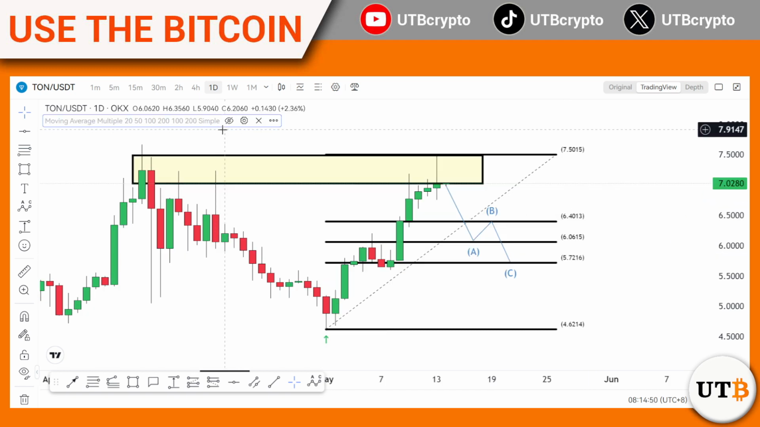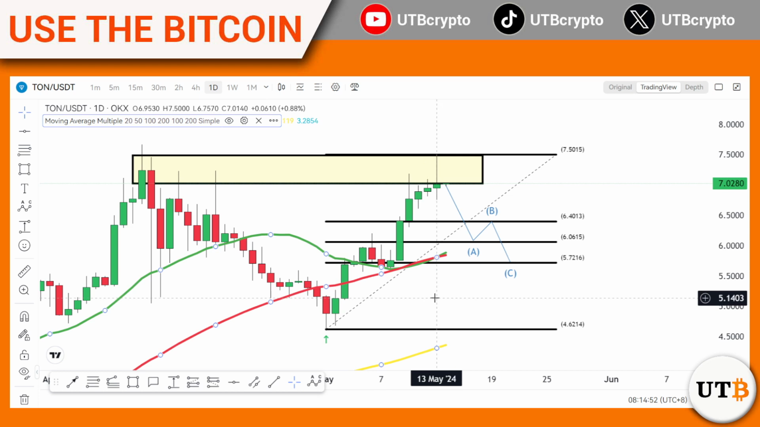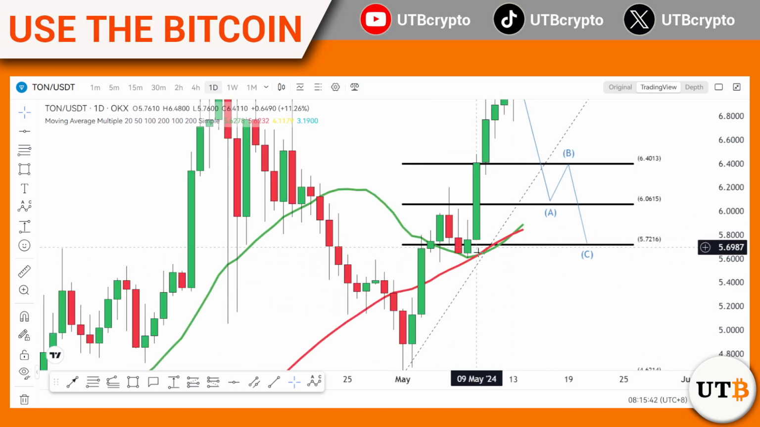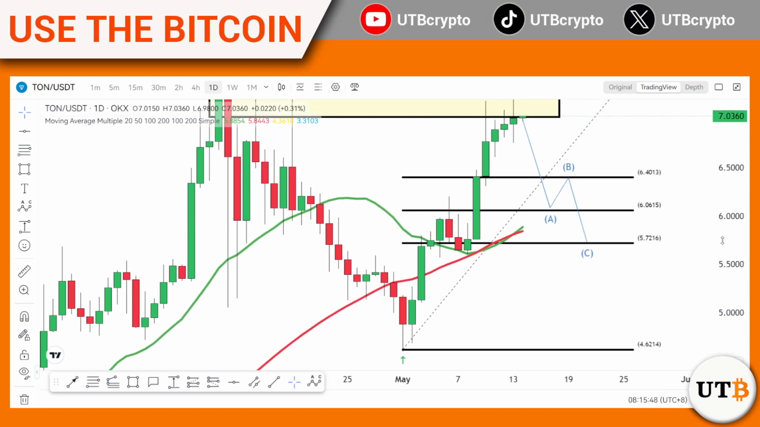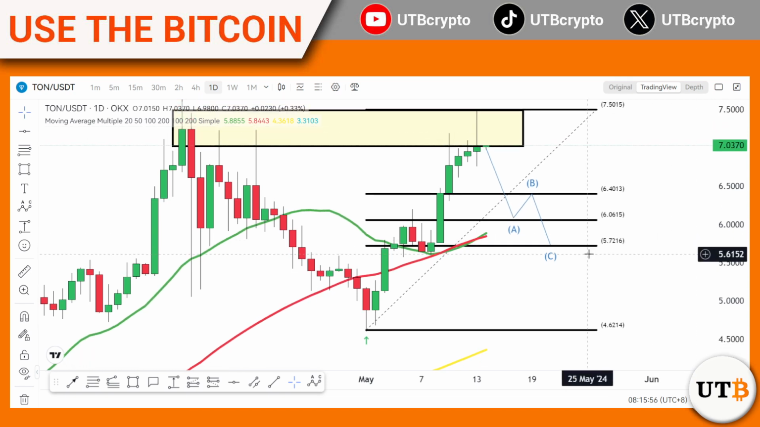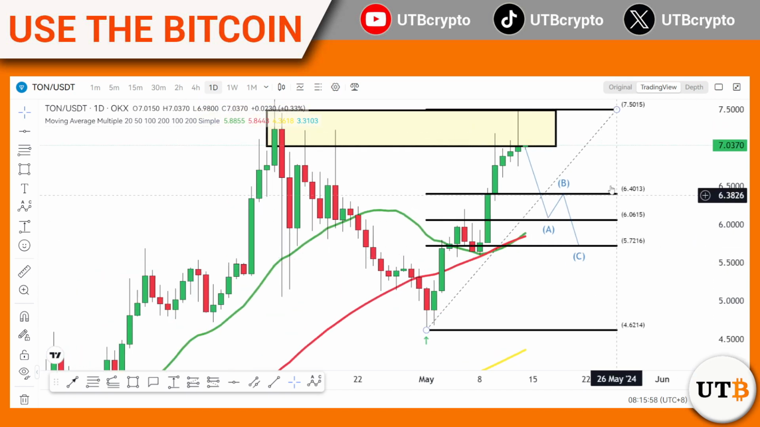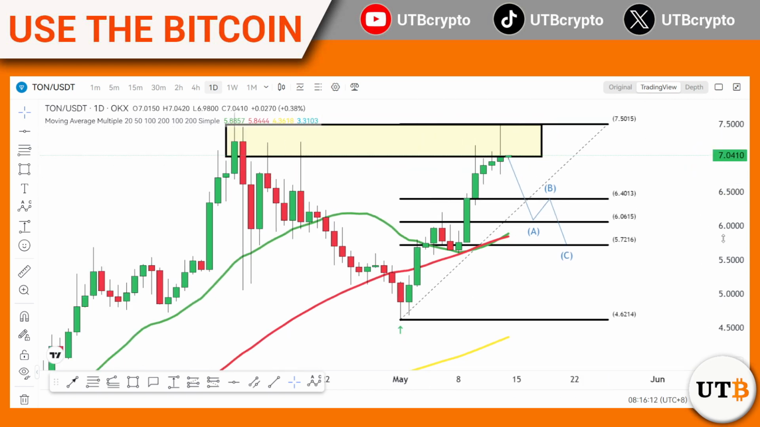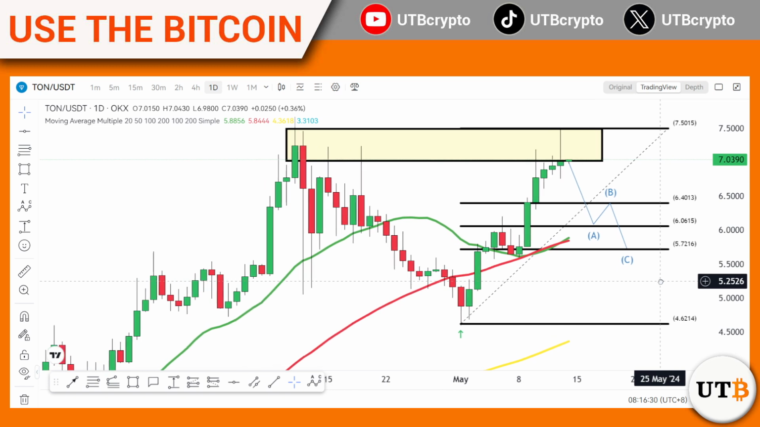Also, if we turn on our moving averages, we could see that our red line and our green line are slowly curling up. It means that the market is quite confused on which way to go. Either it could continue going upwards or it could continue going downwards. But signs are quite clear that we are already at the resistance level. TON could still go up and reach around 7.50, but sooner or later the resistance levels would take over. So that is our technical analysis for TON.